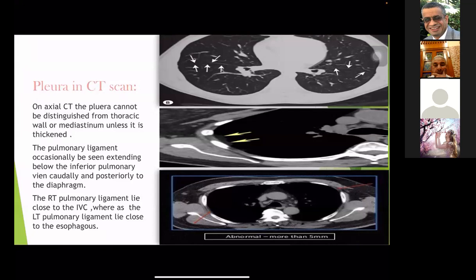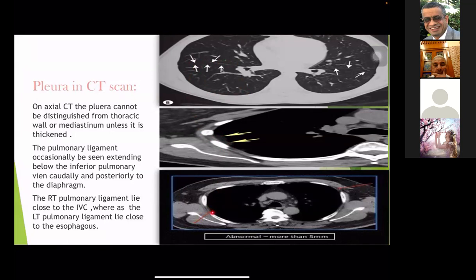Pleura in CT scan. On axial CT, the pleura cannot be distinguished from the thoracic wall or mediastinum unless it is thickened. In this picture, we see that the pleura cannot be distinguished; there are just faint fissure lines. But here it is thickened. If it is obvious to you, this is thickening of the pleura. This is considered abnormal because it is thickened more than 5 mm. Also here it is thickened, so it is abnormal.